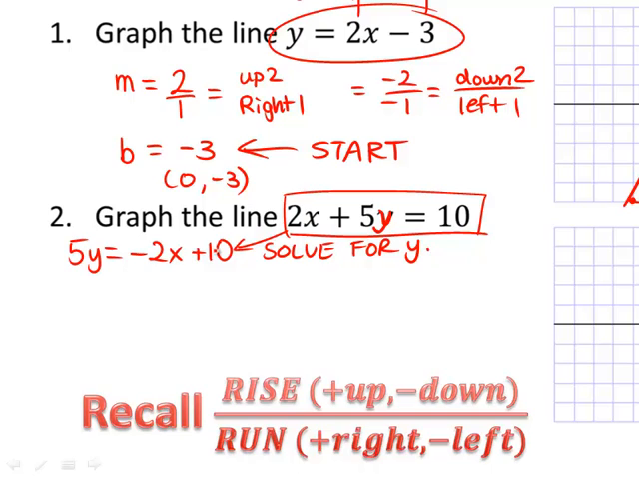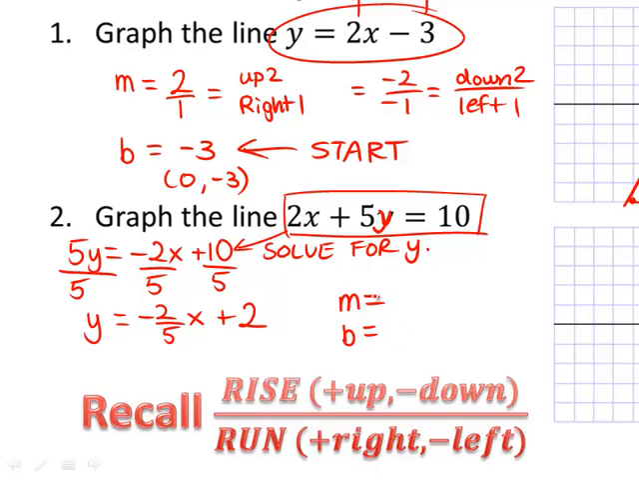Now we want to divide every term by 5 so that we have y by itself on this side and we have negative 2/5 x plus 10 over 5, which is 2. Notice that if you have negative 2x over 5, that's the same as negative 2/5 times x. So what is your slope and what is your y-intercept? Well, your slope is negative 2/5. You can treat that as negative 2 over 5 or 2 over negative 5.